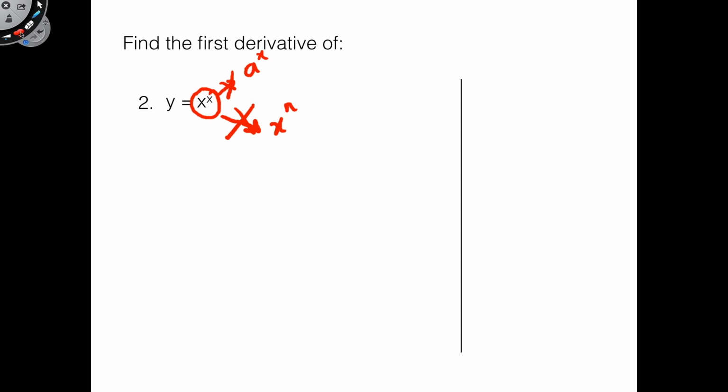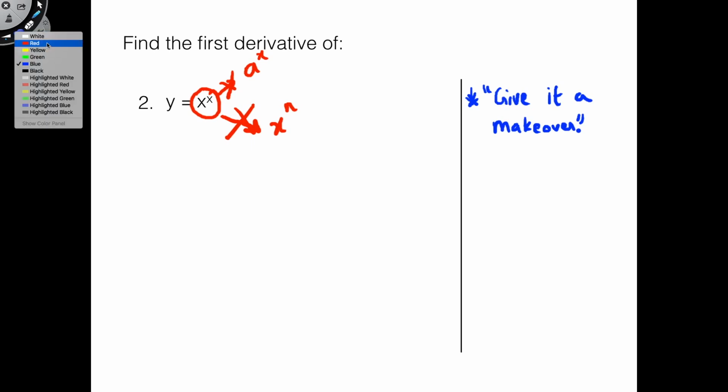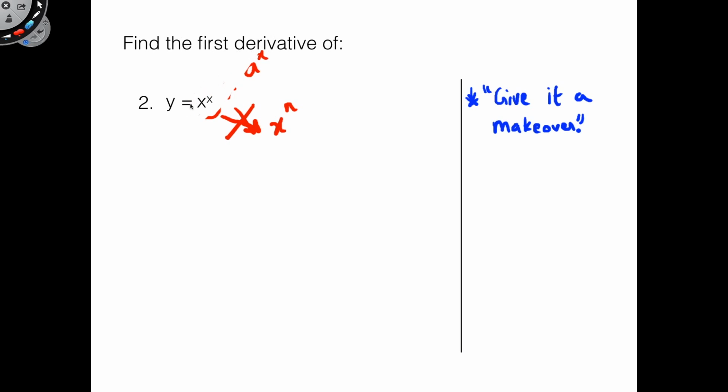So what we're going to need to do is go ahead and give this function a makeover. By makeover, I don't necessarily mean get out the makeup, but we're going to make this function look different. We're going to make it look like something we can solve, something that fits what we know how to do. This may seem a little bit abstract.